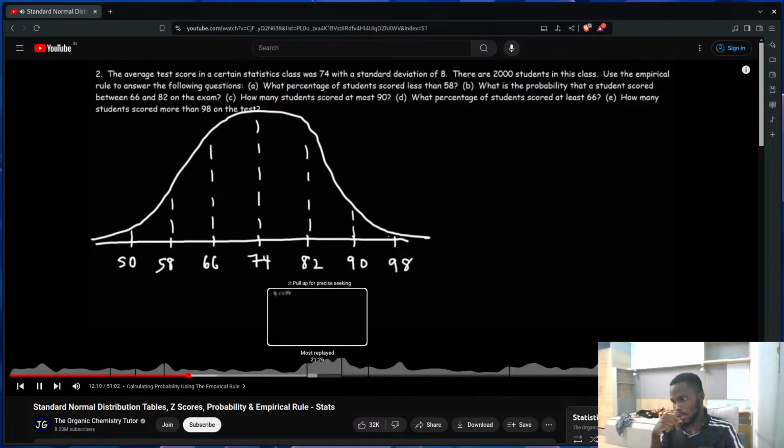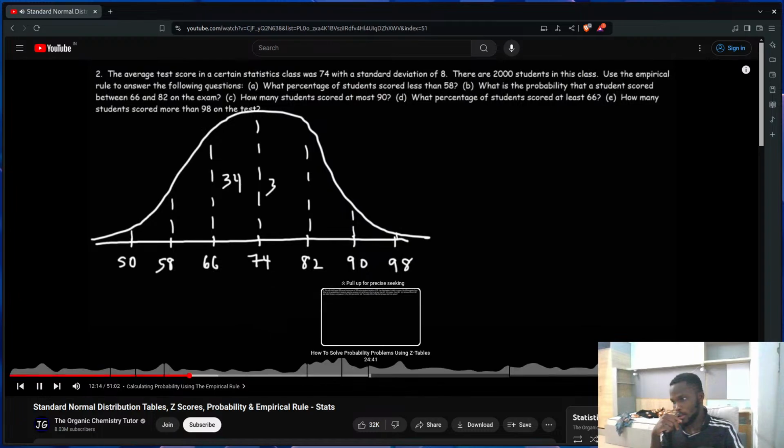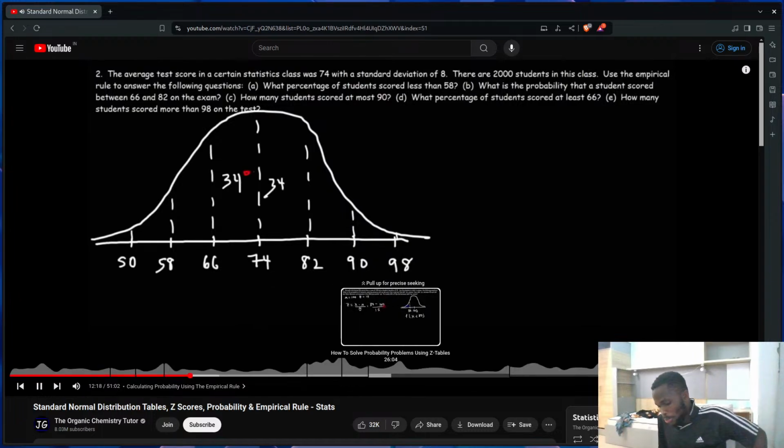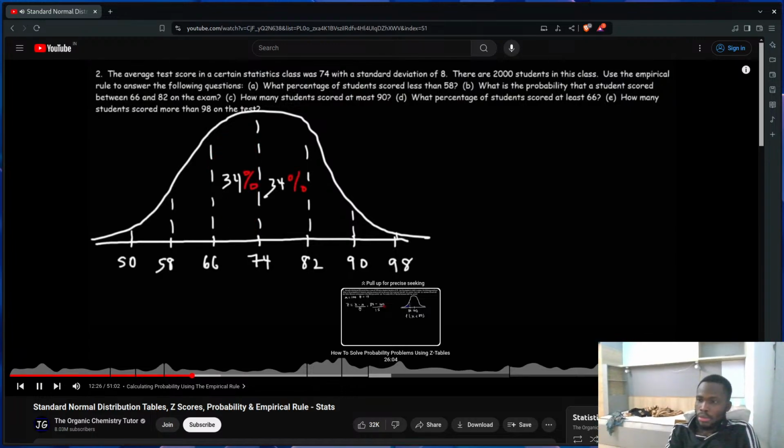So now I'm going to fill in the values that we had before. So we know that this is 34%. So the area under the curve for this region is 0.34. So keep that in mind.